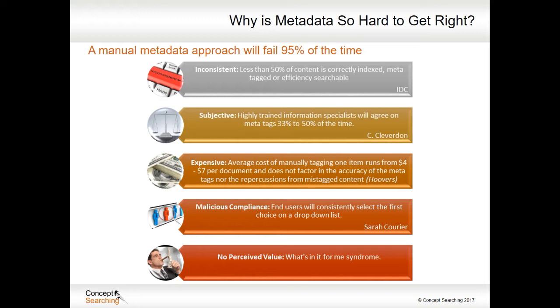A second major issue is expense. The process of manually tagging documents takes an incredibly long time. And finally, malicious compliance. By this I mean the fact that the end user may simply select the first option from a drop-down list, or leave it as the default value, given that there's no perceived value on their part. And so this is where ConceptClassifier enters the picture.